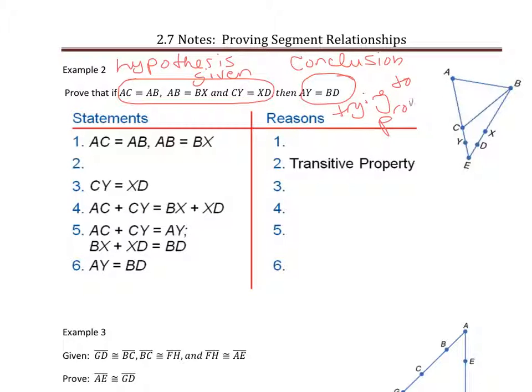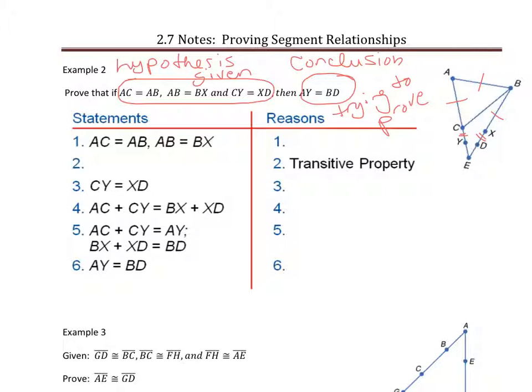All right, before we do anything, we mark the diagram. AC equals AB. AB equals BX. Well, if they're equal, that's also going to be a single slash. And CY equals XD. They're clearly shorter, so I have to use 2 slashes to mark them. We need to prove that AY is equal to BD.